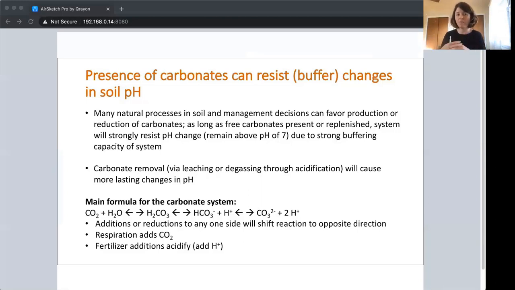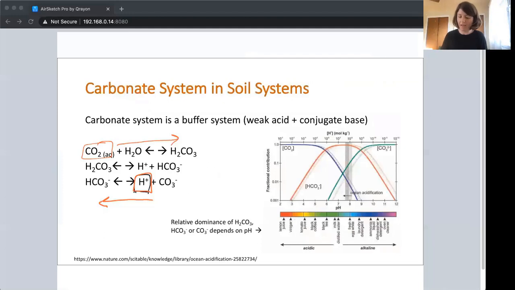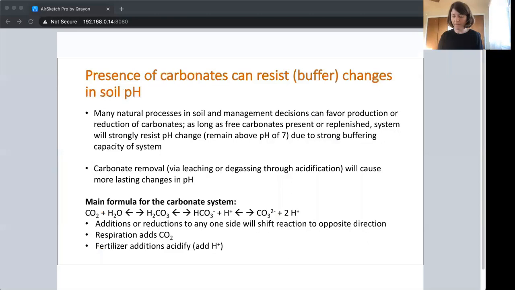And so really the best way to deal with this is to remove the carbonates through leaching or degassing through acidification. So if you add enough acid, then you're able to push this reaction to the left such that you remove carbonate in its carbon dioxide product form, okay? And that degasses and releases from the soil environment, okay?